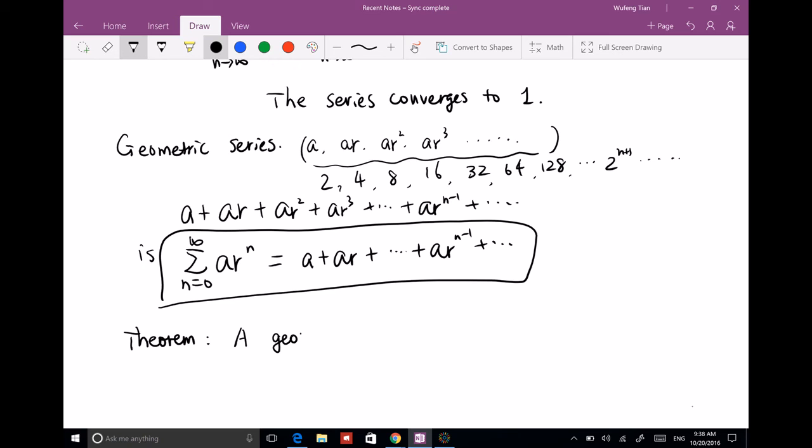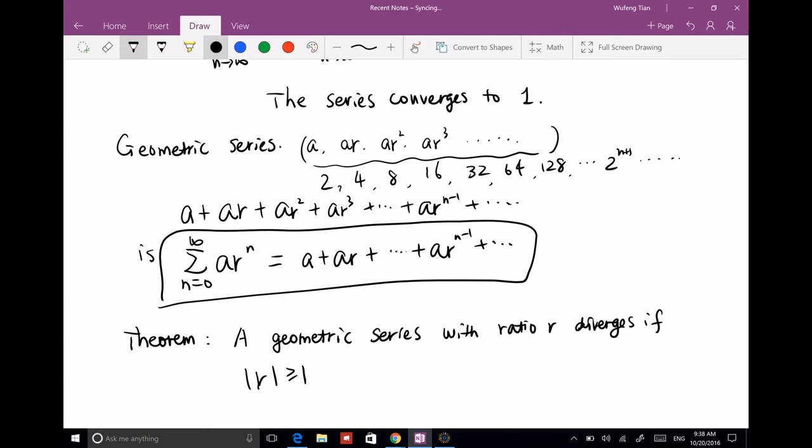A geometric series with the ratio R diverges if R is bigger than or equal to 1. That makes sense, right? Because your ratio is bigger than 1, you keep multiplying by a number that is bigger than 1. Multiply by a number, the ratio, which is bigger than 1.